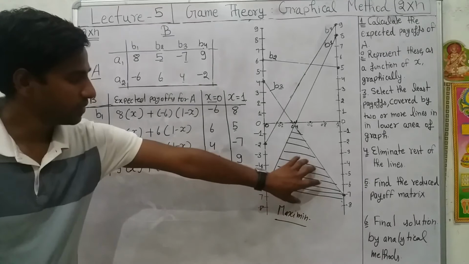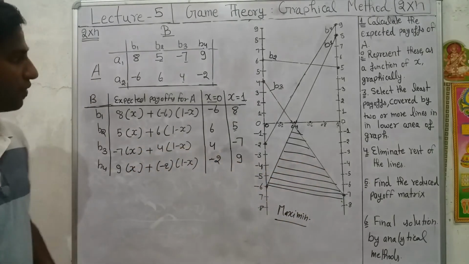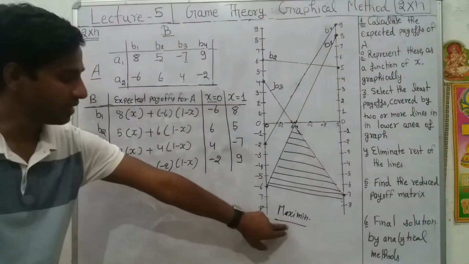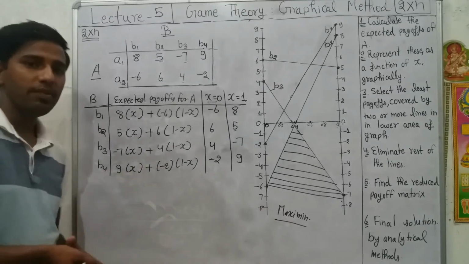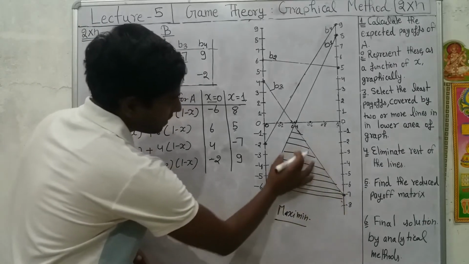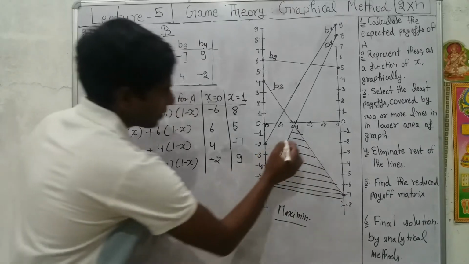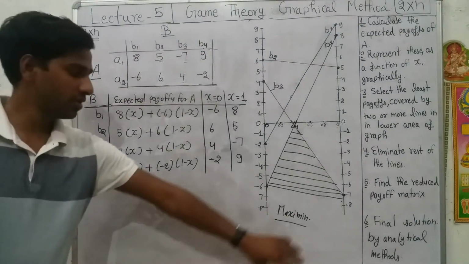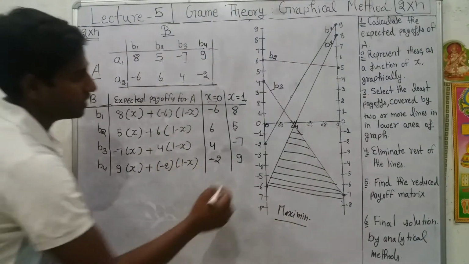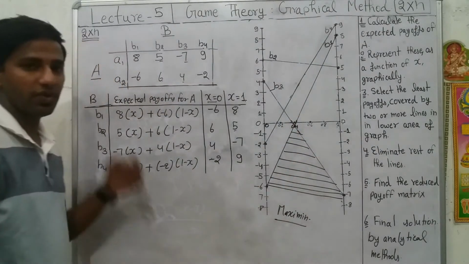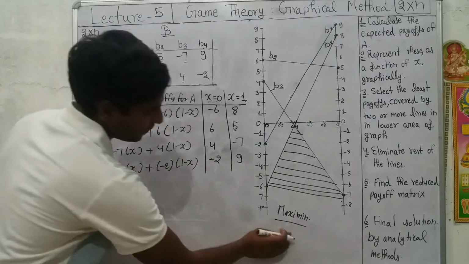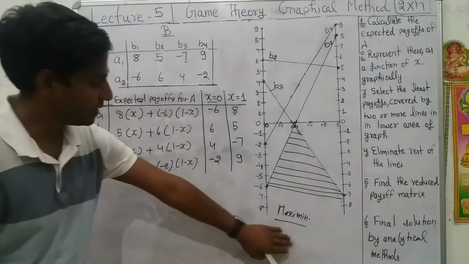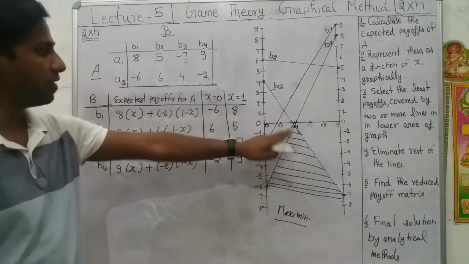So this shaded region is showing the least payoffs for player A. And now what is the principle adopted by player A? That is maximum out of the minimum values. So in this area, these are the minimum payoffs, and what is the maximum value? The intersection of these 2 lines represents the maximum payoff out of the minimum payoffs. So this point represents the maximum value for player A if he adopts the maximin approach. Okay, so in this way we found the maximum value for player A.